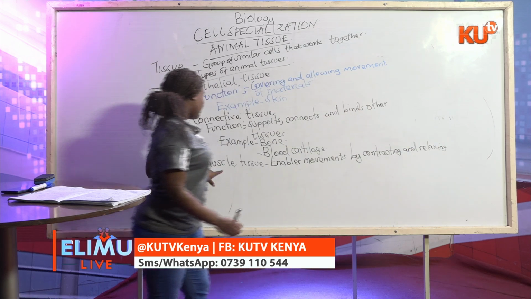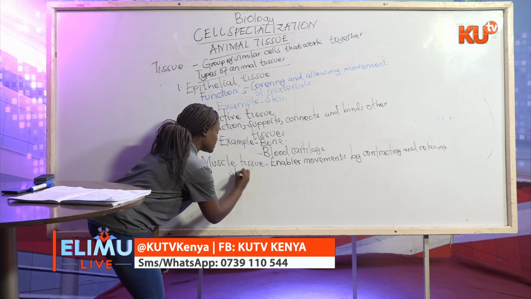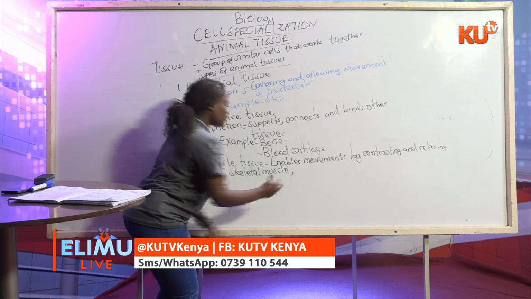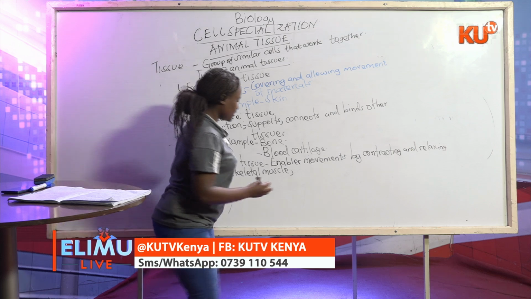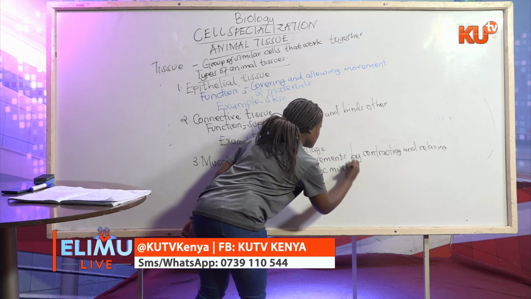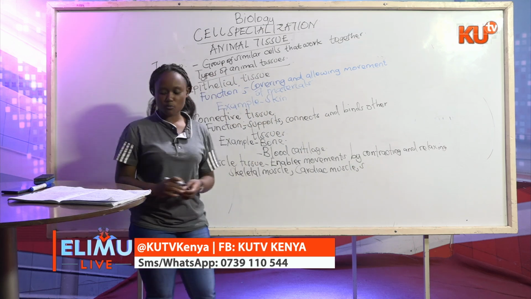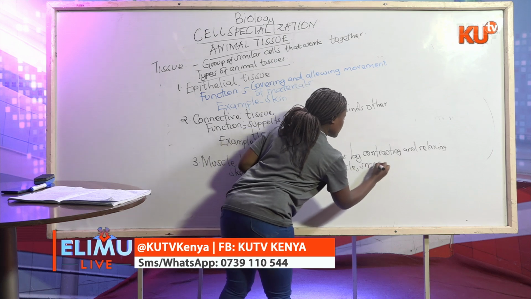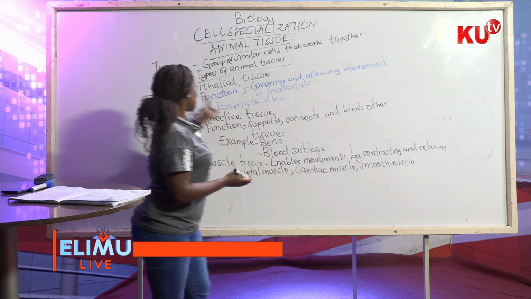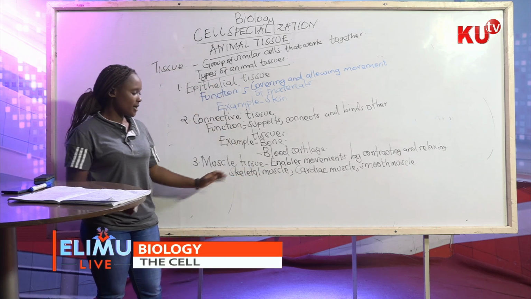So under the muscle tissue, we have the skeletal muscle. We also have the cardiac muscle. And then we have skeletal muscle, cardiac muscle, and the smooth muscle. So these types of animal tissue: epithelial tissue, connective tissue, and muscle tissue.